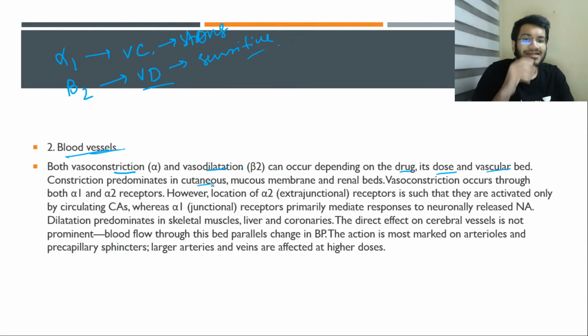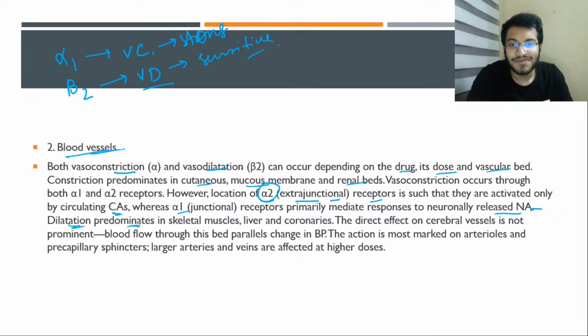Constriction predominates in the cutaneous, mucosal membrane and renal beds. The vasoconstriction occurs through both alpha 1 and alpha 2 receptors. However, location of alpha 2 is extrajunctional. Alpha 2 receptors are such that they are activated only by the circulating CAs, whereas alpha 1 receptor primarily mediates the response to the neuronally released NA.